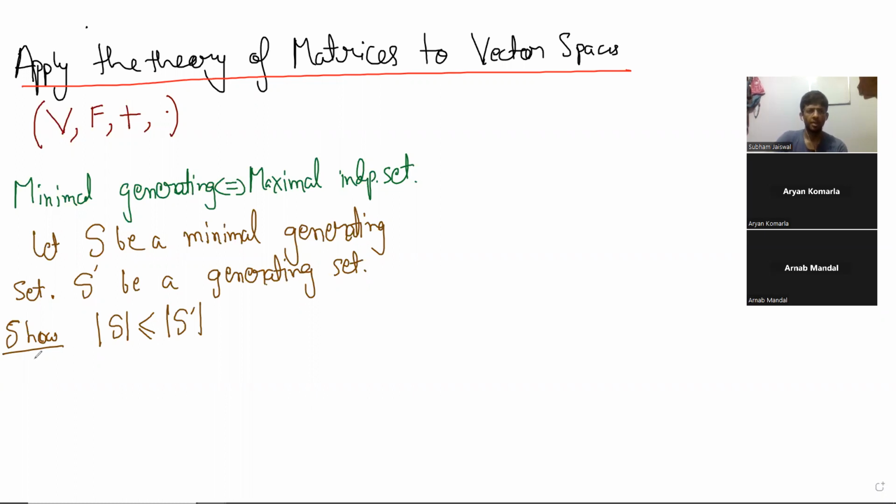So how do you bring in matrices? This is a good lemma to show, right? Showing this is important because if you take S prime as a minimal generating set, then you will see that the size of S is less than the size of S prime. If you reverse the roles, again, you get equality.